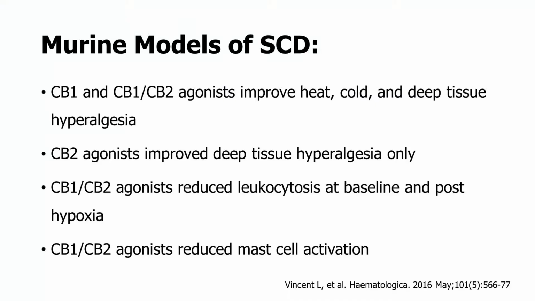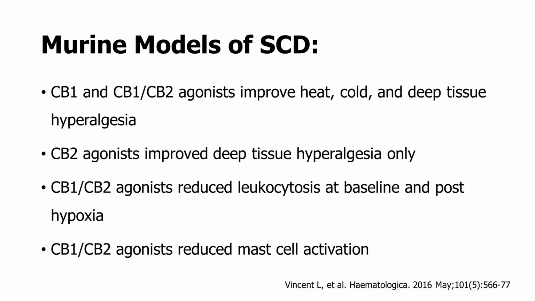She also found that cannabinoid receptor 1 and 2 agonists did a lot for inflammation. So they reduced the white blood cell count of these mice both at baseline and after they had a crisis induced by hypoxia. They also reduced the mast cell activation, which we think is very important in the development of pain in sickle cell mice. And they also reduced multiple inflammatory cytokines. So, as Dr. Heaney nicely pointed out earlier, an anti-inflammatory agent has a potential to improve sickle cell disease.